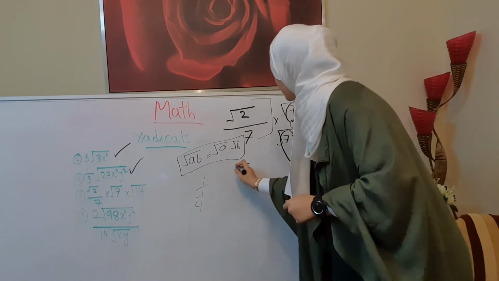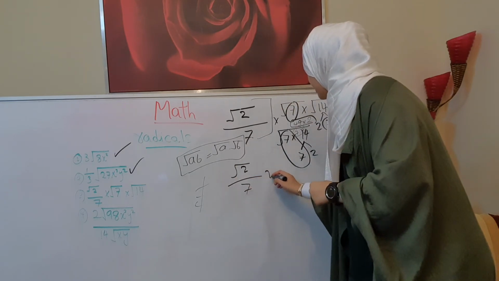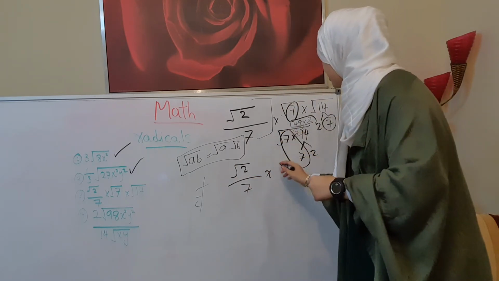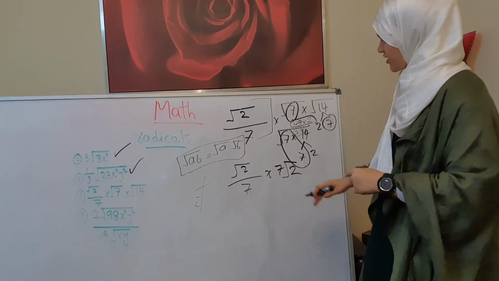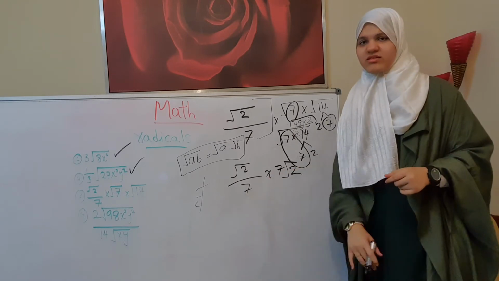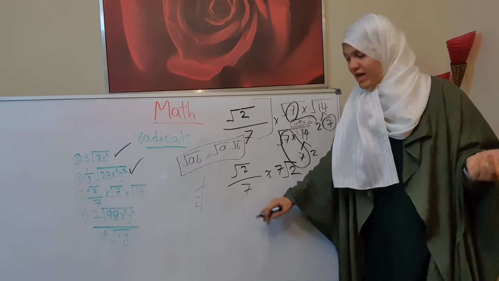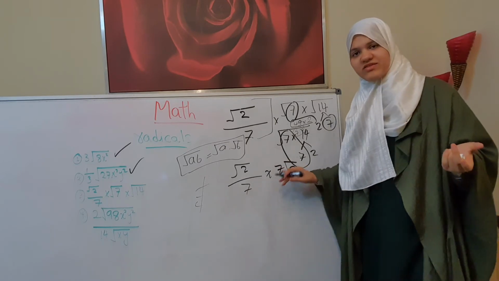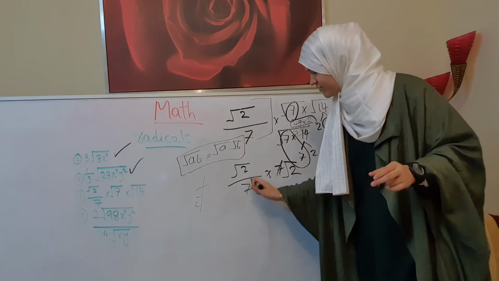Now what will we do? Radical 2 over 7 times what? 7 radical 2. Okay. Now, can we cut 7 by 7? Yes, because 7 doesn't have any radical, and the same in the times 7 radical 2, the 7 doesn't have any radical, so that means cut 7 by 7.